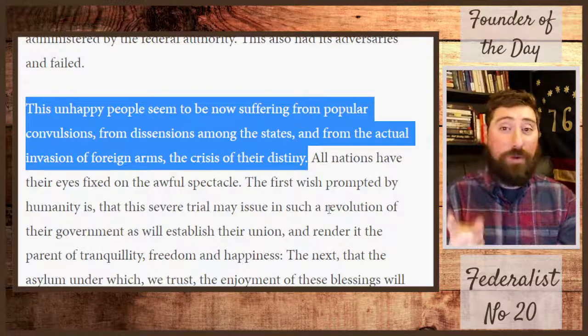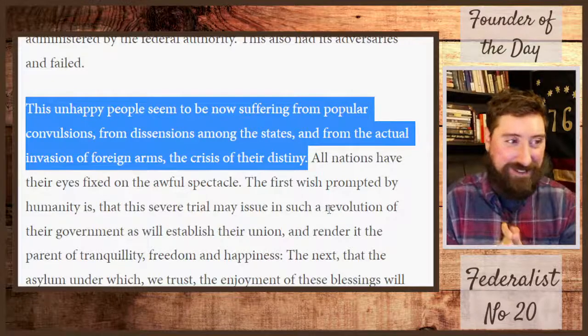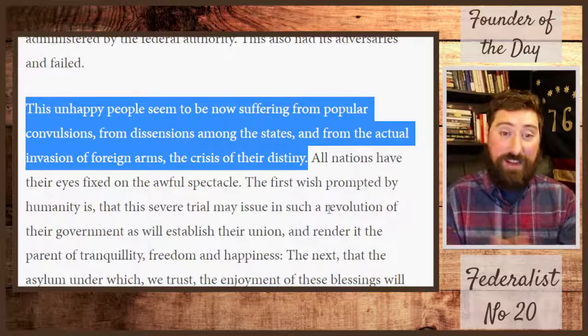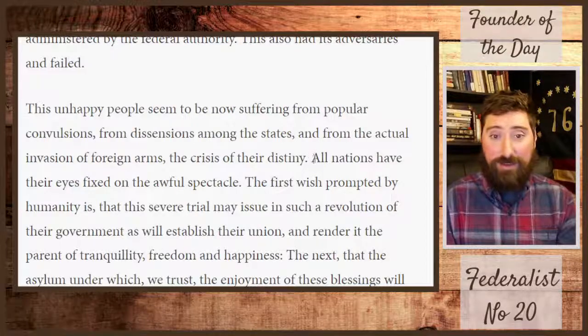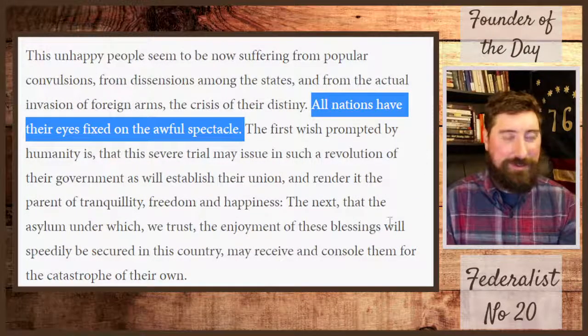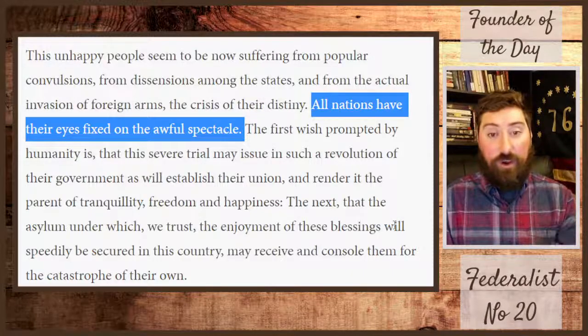What's his name? Daniel Webster had not yet written his dictionary, so there was not a uniform way to write in English quite yet. So he's saying that the people in the Netherlands are now very unhappy. There's dissent among the states. They're being invaded. Again, they were very wealthy and lent a lot of money to the United States, but I guess that doesn't much matter. All nations have their eyes fixed on this awful spectacle.